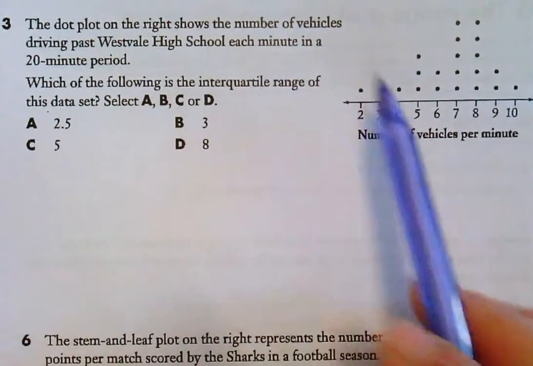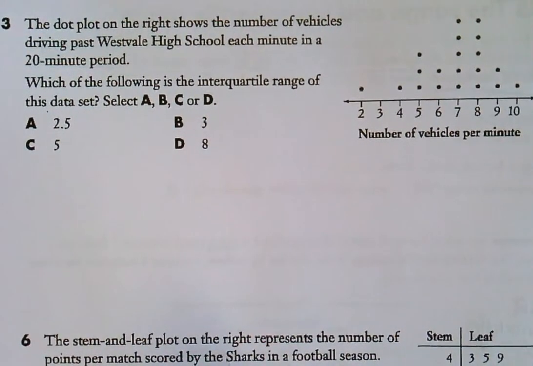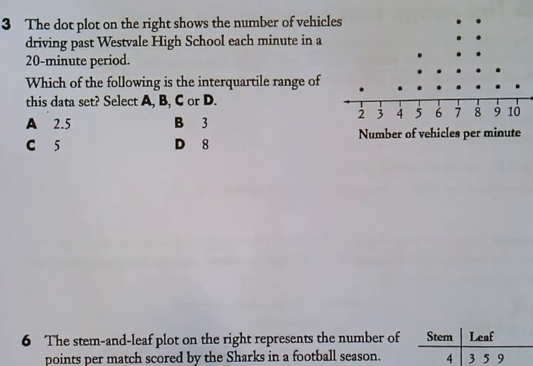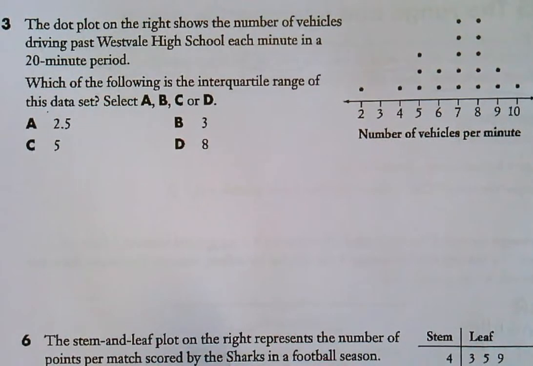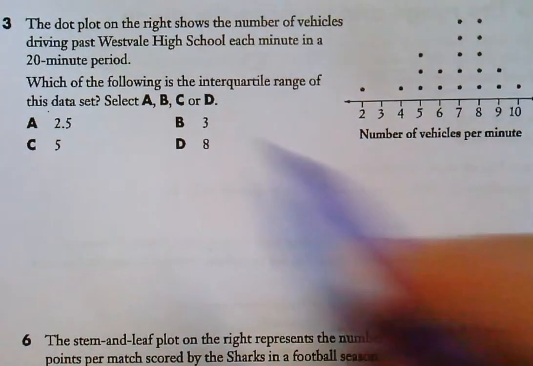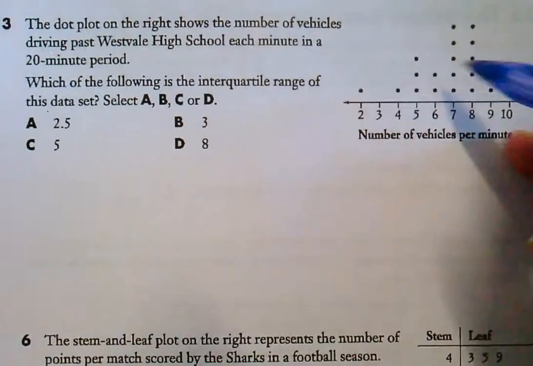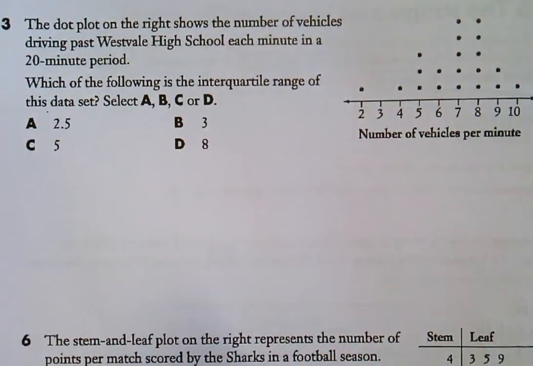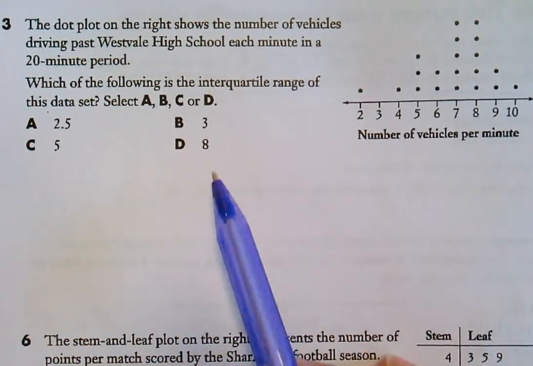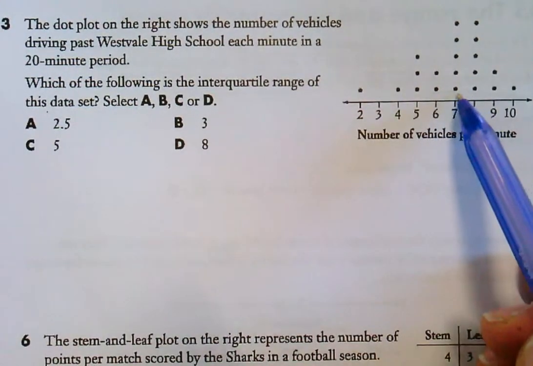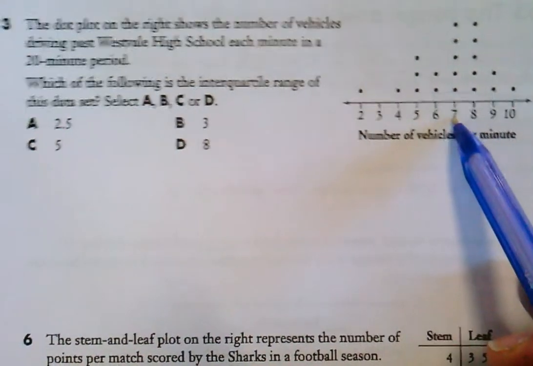The number of vehicles driving past that high school each minute in 20 minutes. Do you remember how to interpret the graph? How many times do 7 cars pass per minute? Just asking a question. How many times out of those 20-minute periods? Yeah. So in 5 of those 20-minute periods, yes. 5 times out of those 20-minute periods, there were 7 cars passing in a minute.